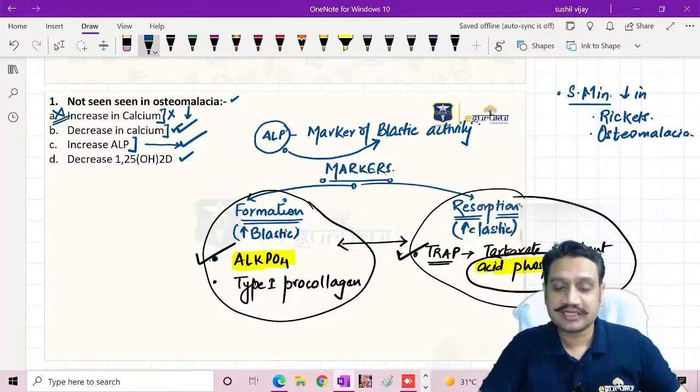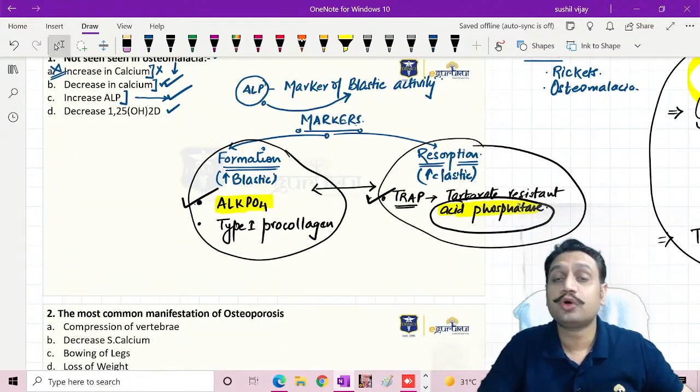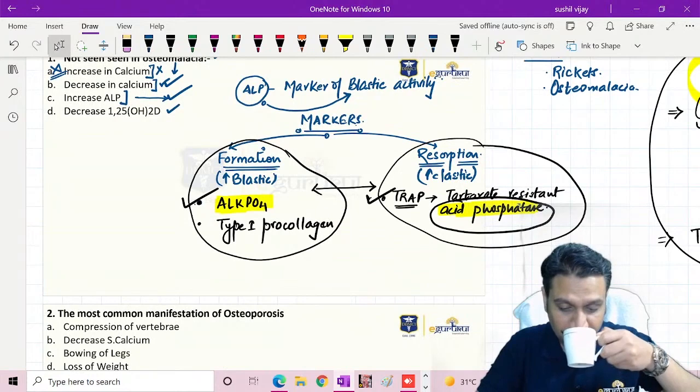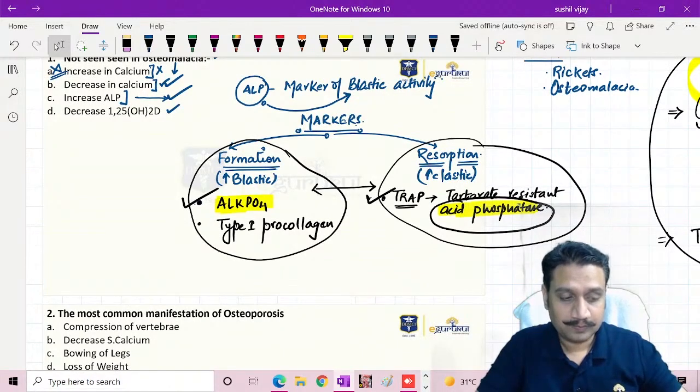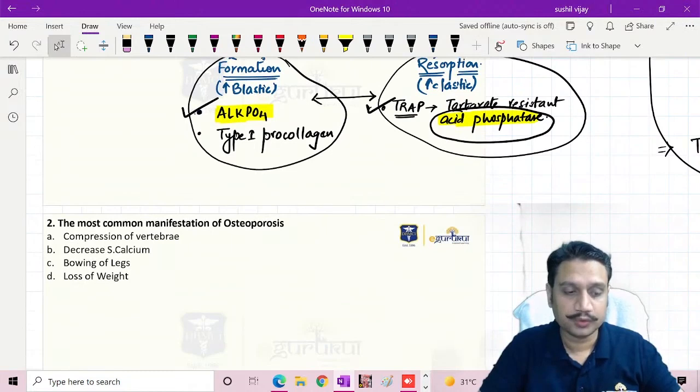Everyone, can you please confirm about question 1? Is this clear to everybody? Malacia. Are we clear about all the disorders? Are we okay with all the disorders? Yes? Then I can move on to the topic number 2.